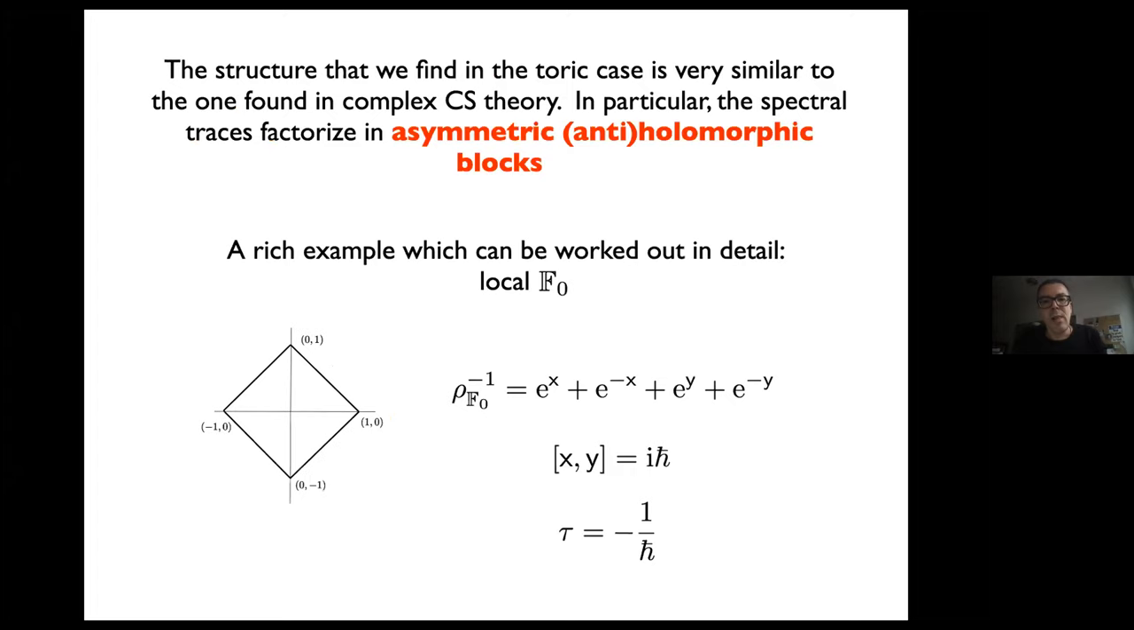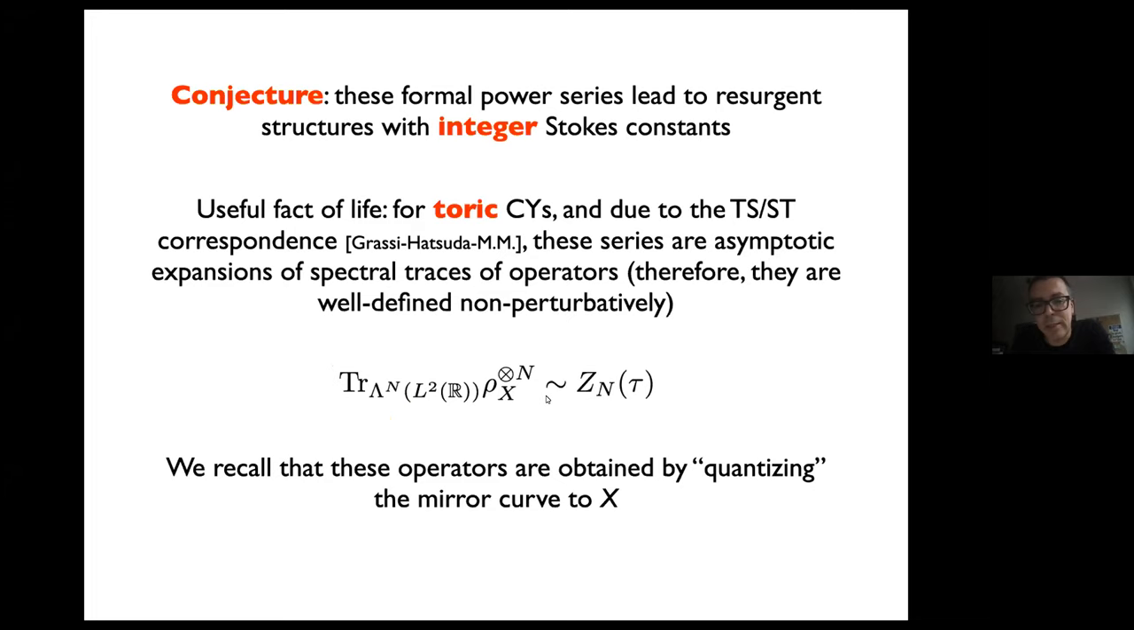Now, it turns out that the structure that you find when you do this is extremely similar to the structure that you find in complex Chern-Simons theory. In particular, one finds that these spectral traces of operators that I wrote down here, I didn't analyze this formula too much.